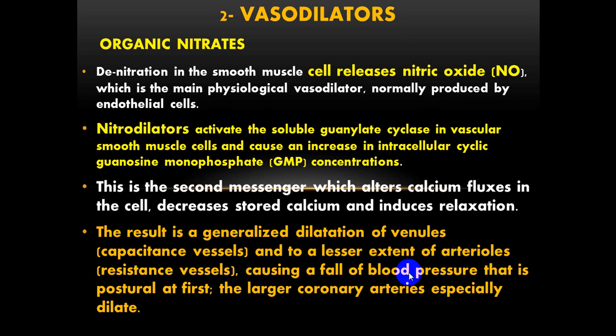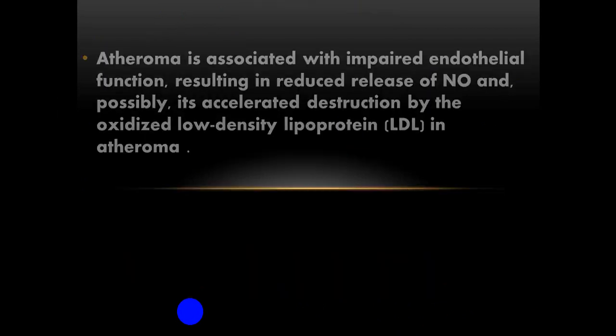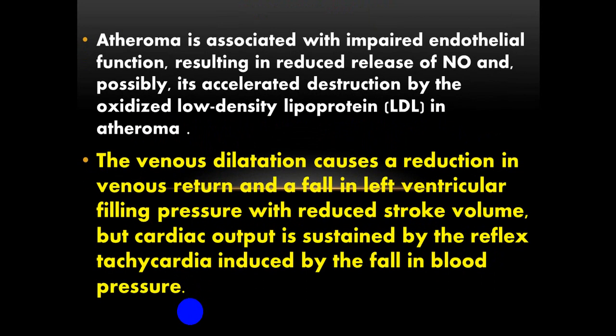This will cause a fall of blood pressure that is postural at first, and then the larger coronary arteries especially dilate. With time this leads to dilatation of the large coronary arteries and relief of the anginal pain. As you know, this is the organic nitrate usually used for anginal pain. The venous dilatation causes a reduction in venous return and a fall in left ventricular filling pressure with reduced stroke volume, but cardiac output is sustained by the reflex tachycardia induced by the fall in blood pressure.